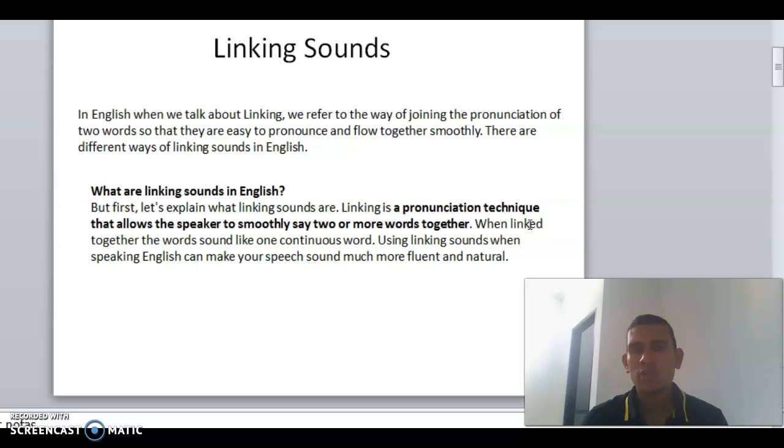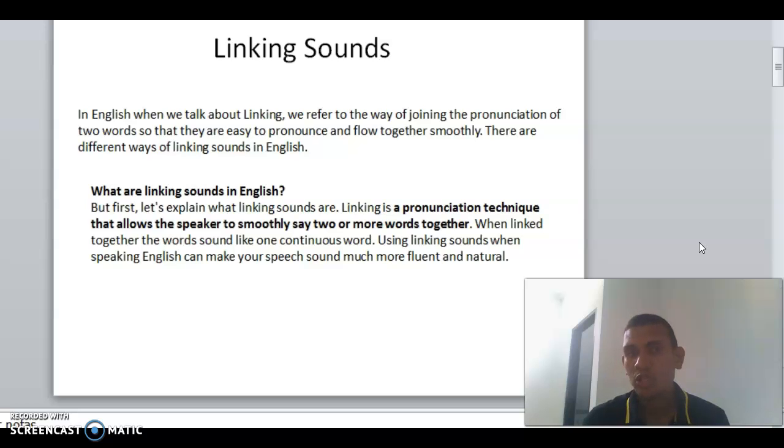In English, when we talk about linking, we refer to the way of joining the pronunciation of the words so that they are easy to pronounce and flow together smoothly. There are different ways of linking sounds in English. What are linking sounds in English? But first, let's explain what linking sounds are. Linking is a pronunciation technique that allows the speaker to smoothly say two or more words together. We link the words together so they sound like one continuous word.